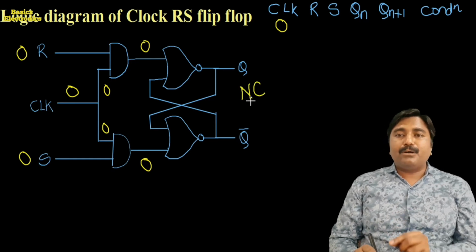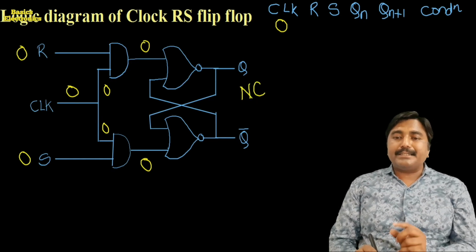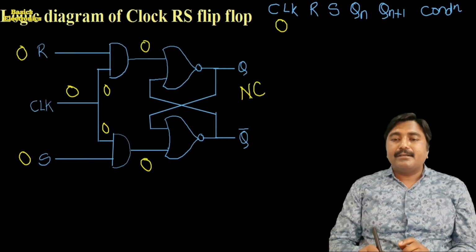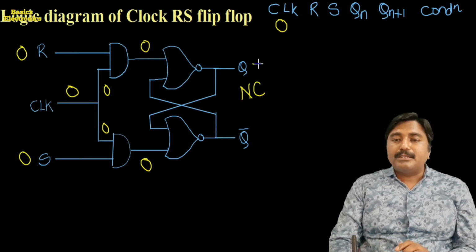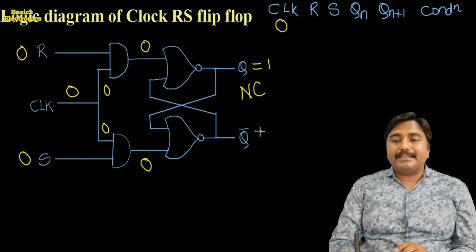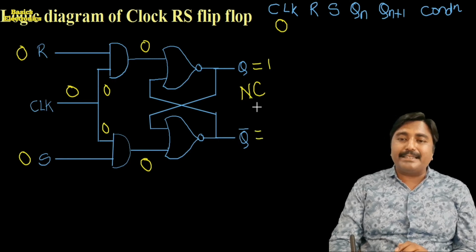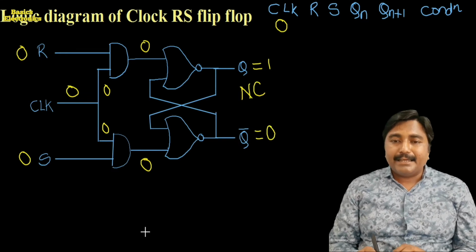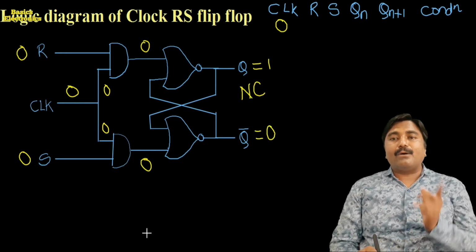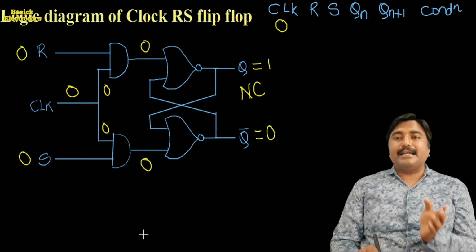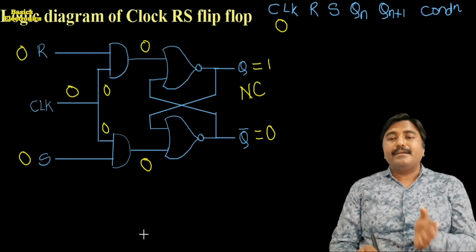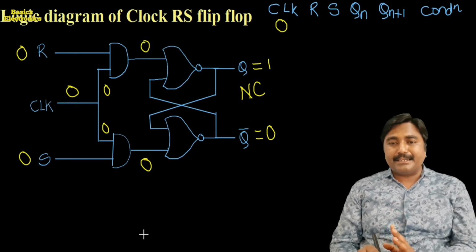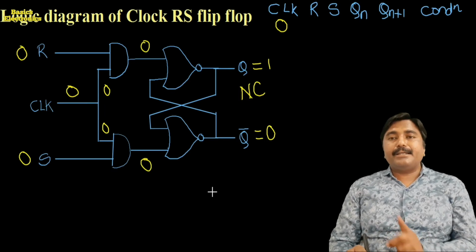But to see how we get the no change, we have to consider the previous state of the flip-flop. Suppose the flip-flop is in the set condition having the output Q equal to 1 and Q bar equal to 0. Then we can say the output was in the set condition. After application of the input, again it remains in the no change condition.